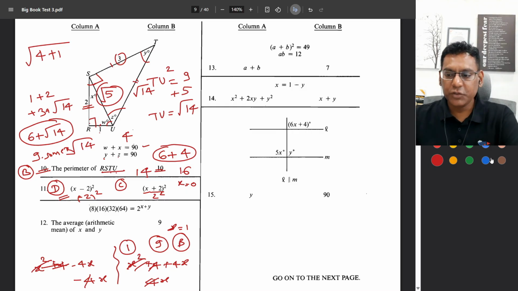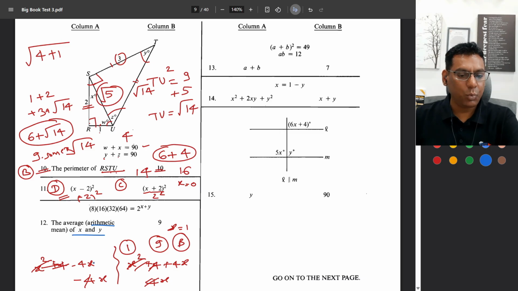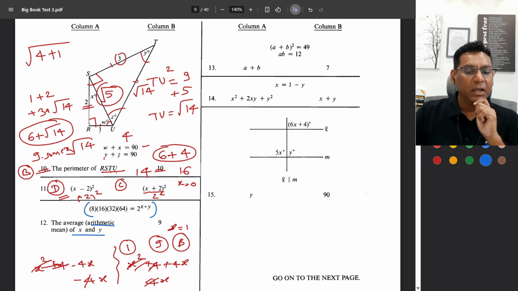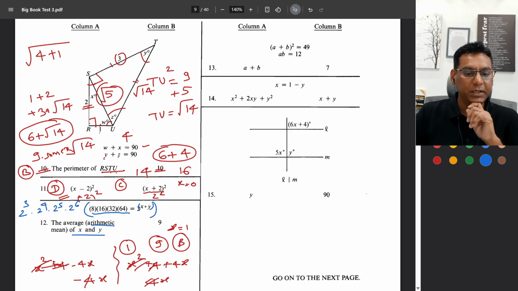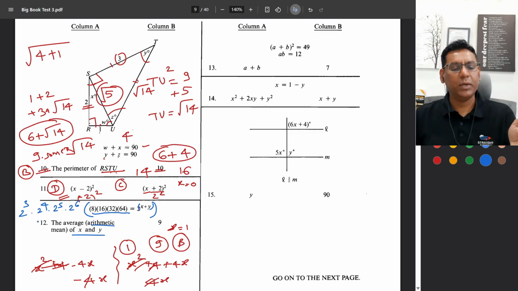Okay, let me change the color again. The arithmetic mean of x and y. Okay, so this thing is given. I need to find out what x and y are. This is 2 raised to x plus y. Okay, so I'll have to express this as 2 raised to something. It's easy to do that because all these are powers of 2, right? So this is 2 raised to 3 into 2 raised to 4 into 2 raised to 5 into 2 raised to 6, right? When I have 2 raised to a into 2 raised to b, it basically means 2 raised to a plus b. Okay, so I just need to add this up.